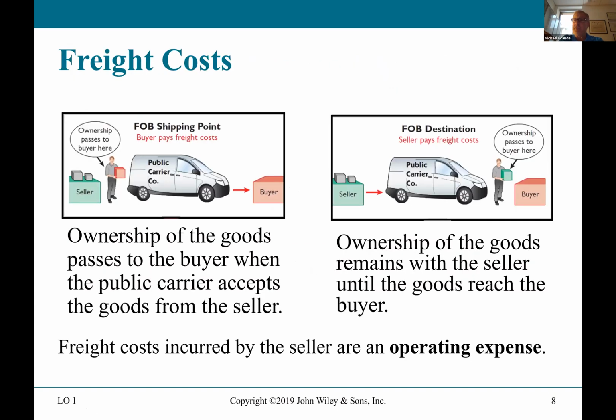Let's look at some examples. We saw this before when we talked about freight costs. FOB shipping point: ownership of the goods passes to the buyer when the public carrier accepts the goods from the seller. FOB shipping point, okay?